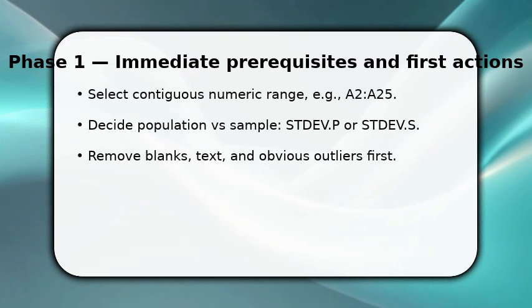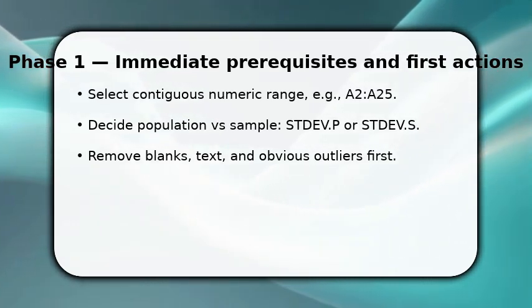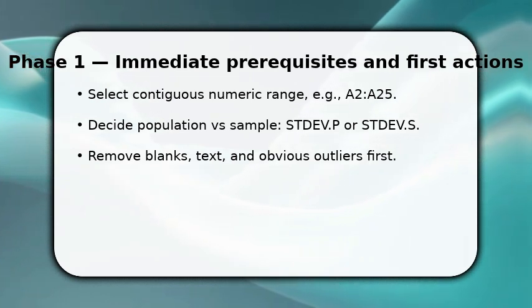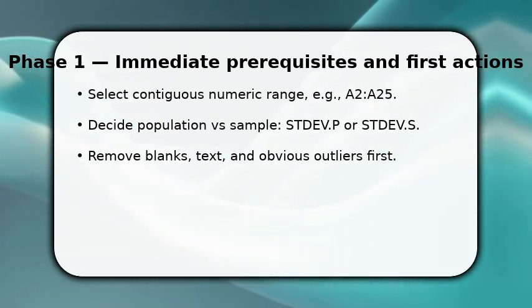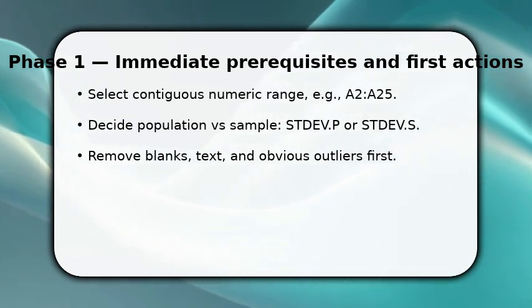You already have your sheet open. Select the numeric cells you want analyzed, for example A2, A25. Next, choose the correct function: STDEV.P for a full population, STDEV.S for a sample. This matters for denominator bias.